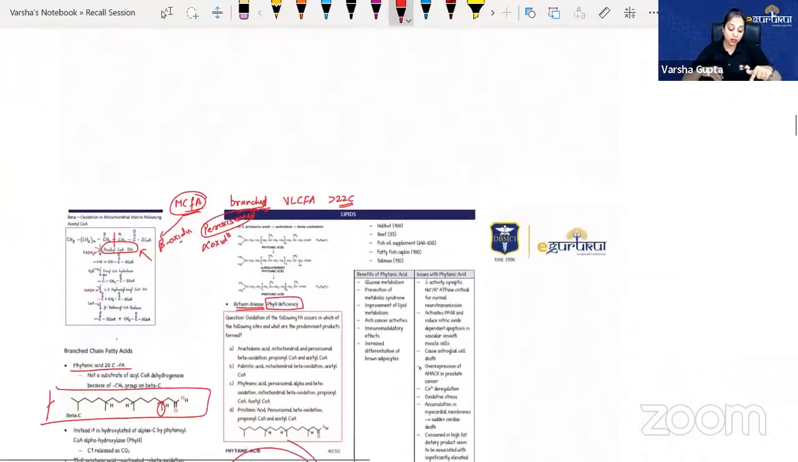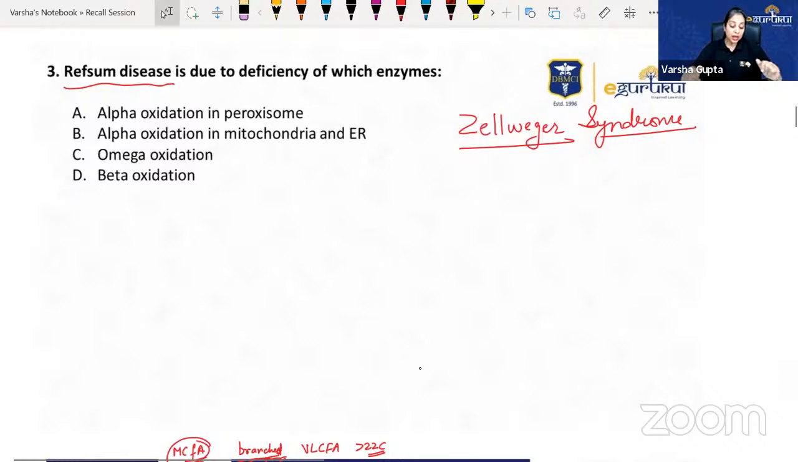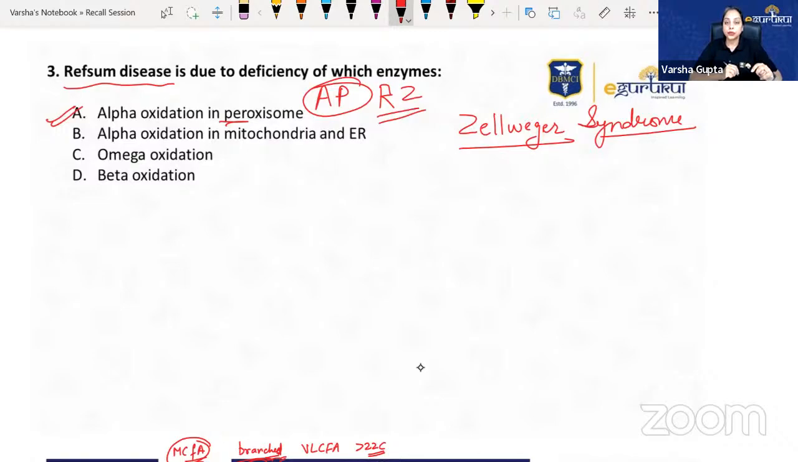Okay, now coming back to the question, what was the question? Alpha oxidation in the peroxisome is the choice, or alpha oxidation in the mitochondria and endoplasmic reticulum? Alpha oxidation always happens in the peroxisomes. That is the answer. Alpha oxidation happens in the peroxisome, and the related diseases are Refsum and Zellweger syndrome. Okay.